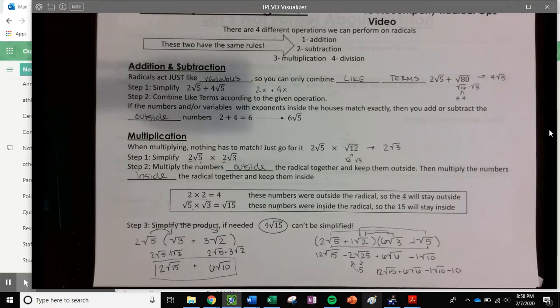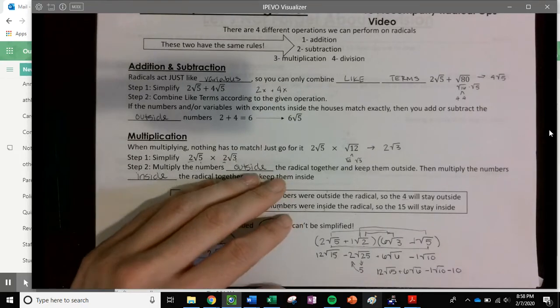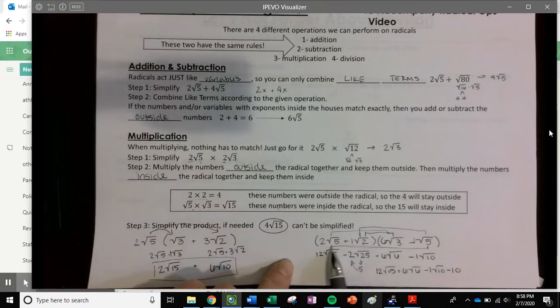Okay? That's multiplication. We'll do way more practice in class, but don't let something like this intimidate you. Multiplying radicals is no big deal. Just the outsides and then the insides.